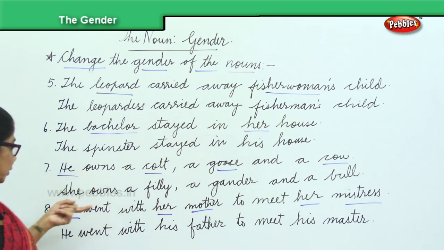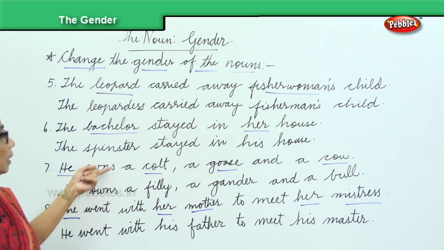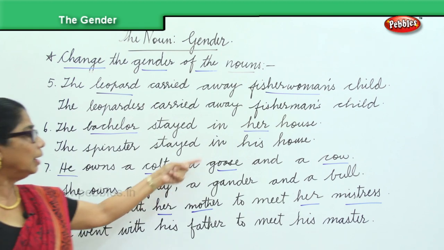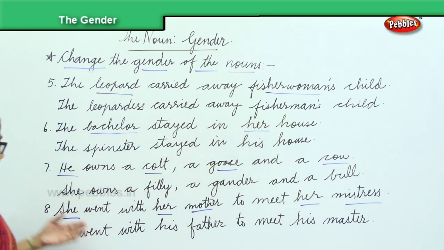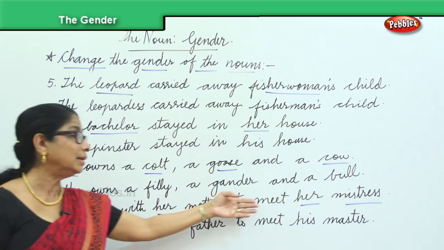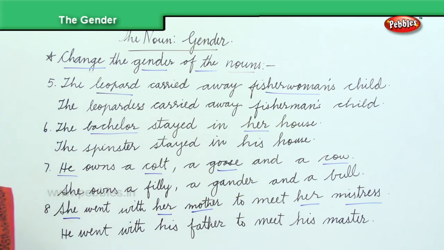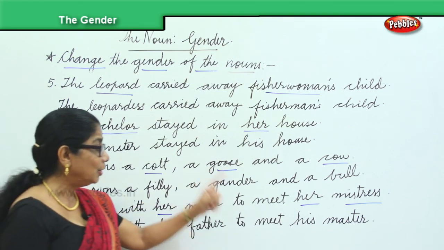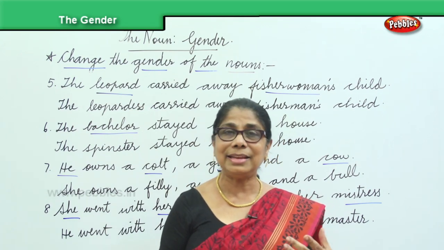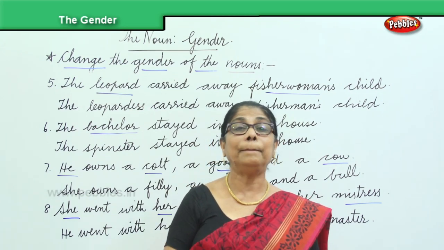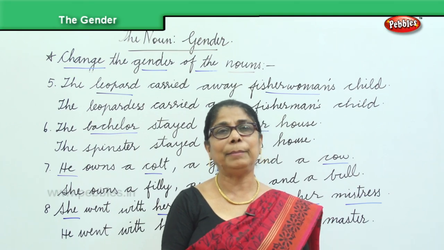He owns a colt, a goose, a cow. So you'll say she owns a filly, a gander, a bull. You should know that. Then she went with her mother to meet her mistress. He went with his father to meet his master. So writing and reading aloud make practice, make you perfect.